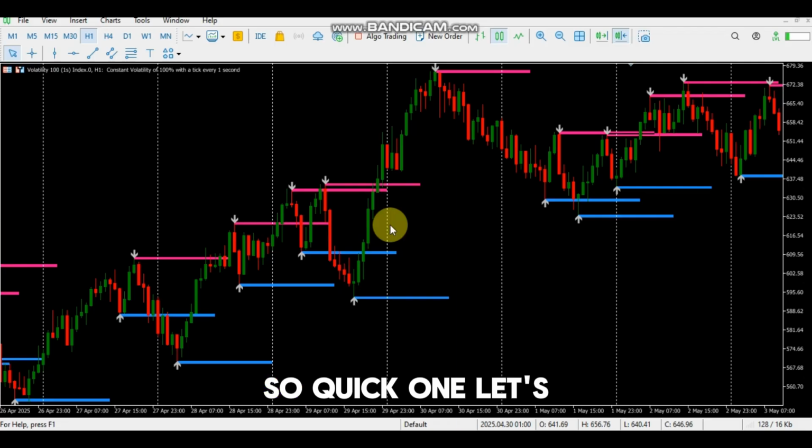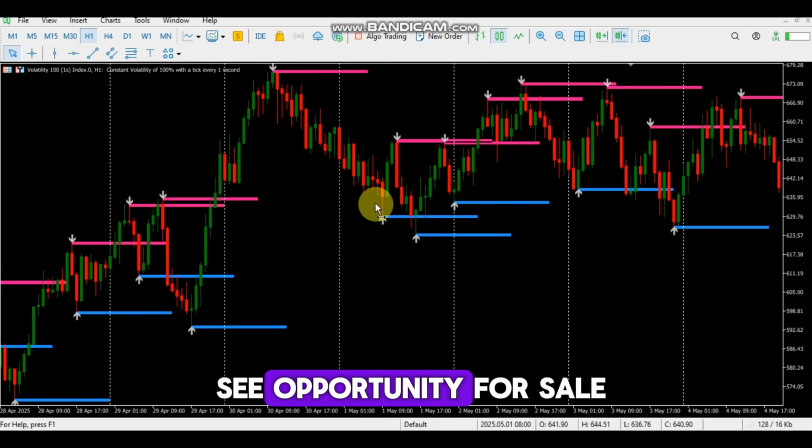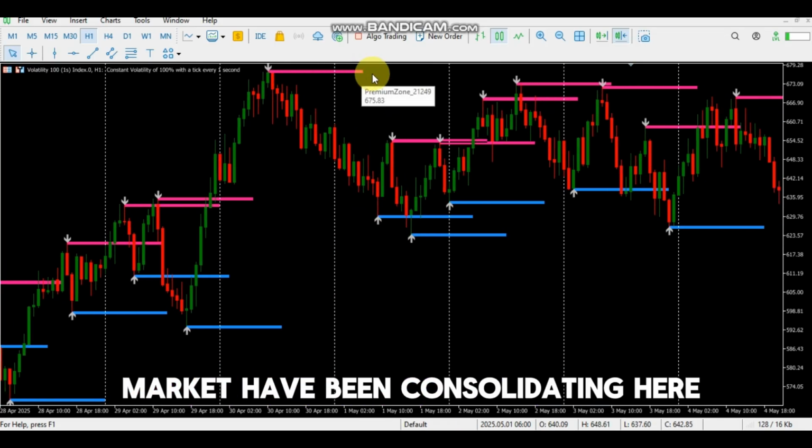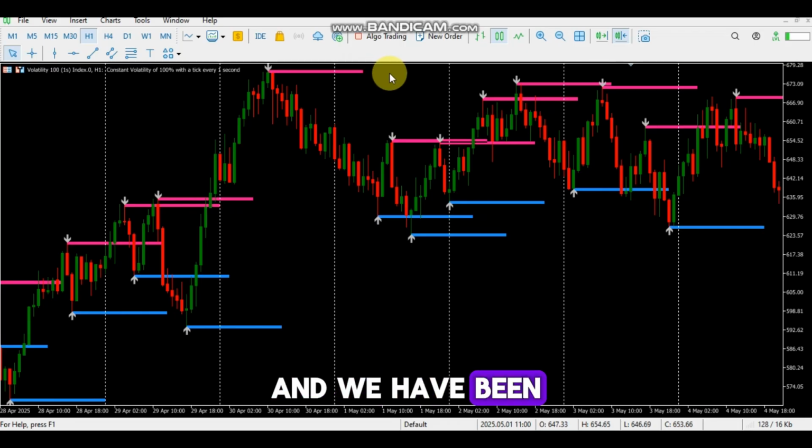So quick one, let's see opportunity for sell. Can you see the market has been consolidating here, and we have been seeing like this thing is ready for selling.